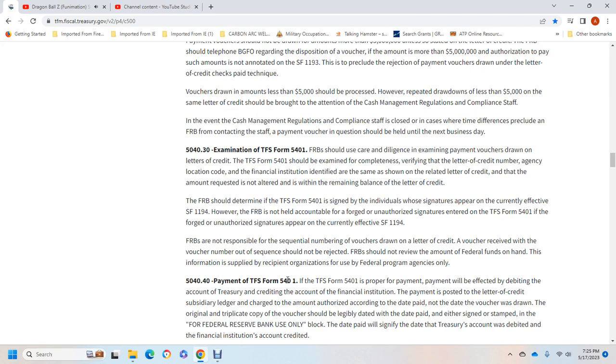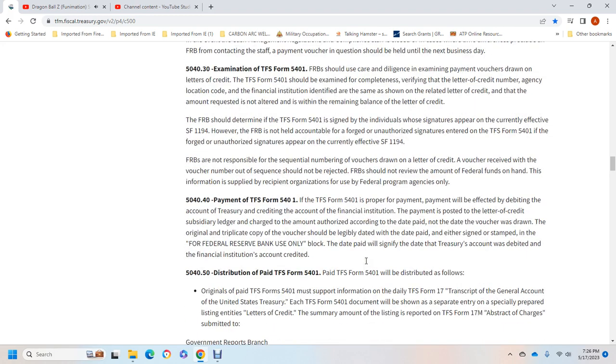The Federal Reserve Bank shall determine that the Form 5401 is signed with individual signatures that appear on the currently effective 1194. However, the Federal Reserve Bank is not held accountable for forged or unauthorized signatures that appear on the currently effective 1194. Federal Reserve Banks are not responsible for the sequence of voucher numbers drawn on the letter of credit. A voucher received out of sequence should not be rejected. The Federal Reserve Bank should not review the amount of federal funds on hand. This is information supplied to the recipient organization and the federal program agency only.